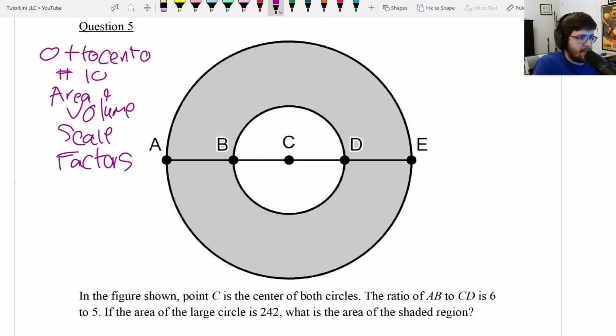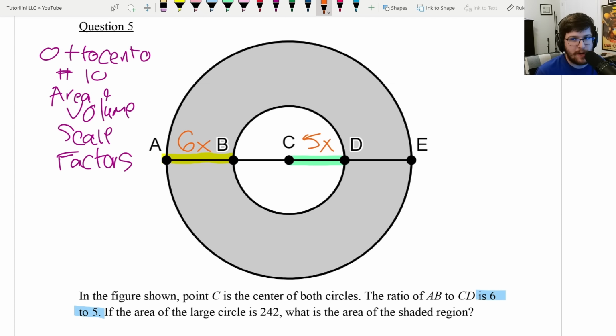All right, so they tell us that the ratio of AB to CD is 6 to 5. So a really neat thing you can do when you're trying to visualize some ratios is you can introduce a variable. How about x? So I'm going to call AB 6x, and I'm going to call CD 5x. That would be in the ratio 6 to 5. We don't know what x is, but it doesn't matter.